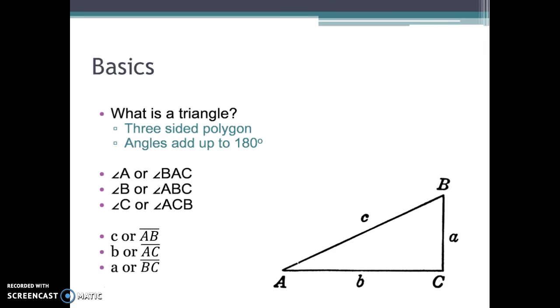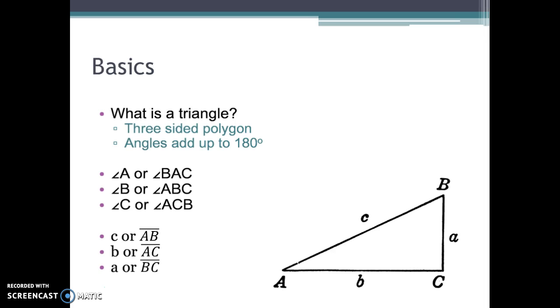Now we're going to look at triangles. We've looked at segments, at rays, at angles, and all this other terminology, and we're going to put it all together and look specifically at triangles. So to start with, what is a triangle? Everybody knows it's got three sides and all the angles add up to 180. Right? A couple things to keep in mind.